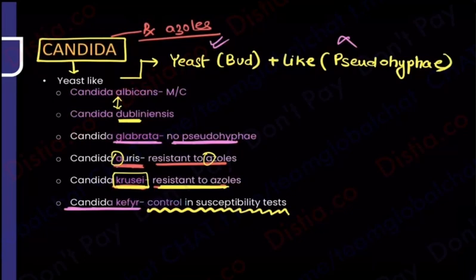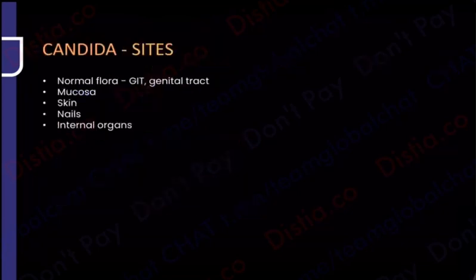Having said that, now when I talk about Candida moving forward, I am in general talking about the most common one that you know, that is Candida albicans. Okay, so firstly, what all sites is it going to be a normal part of? It's also a part of our normal flora, right? It's a part of our GIT, our genital tract, our nails, our skin, our mucosa, even the internal organs. So it's definitely a part of our normal flora.